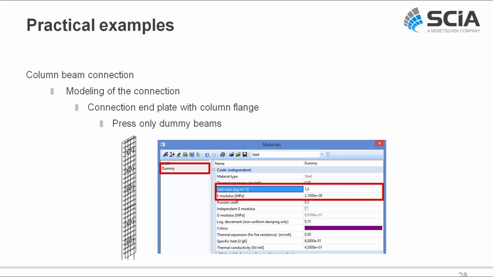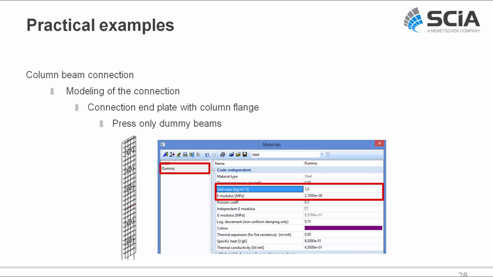First thing that we want is to model enough dummy beams so that we have a sufficient connection between the end plate and the column flange. Next, we will not want these beams to add additional weight to the structure, so we create a new material. For this material we use a very low unit mass, a value of 1 kilogram per cubic meter, and we raise the E-modulus so that we have a more rigid, stiffer material to have a rigid connection between the two elements.